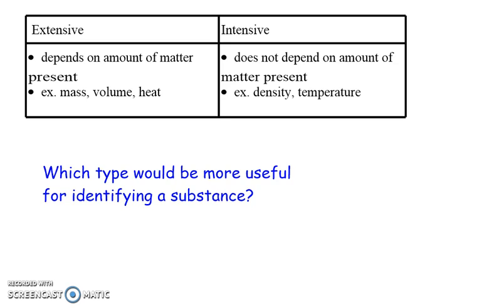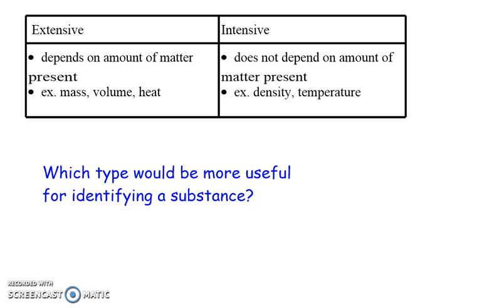An intensive property does not depend on the amount of matter. So density, which is mass divided by volume, if I take my sample and divide it in half, I have half the mass and half the volume. So the mass and the volume, both extensive properties, change, but the density, the ratio between the mass and the volume, does not change.